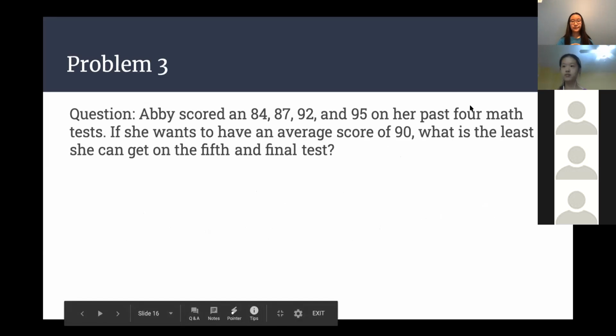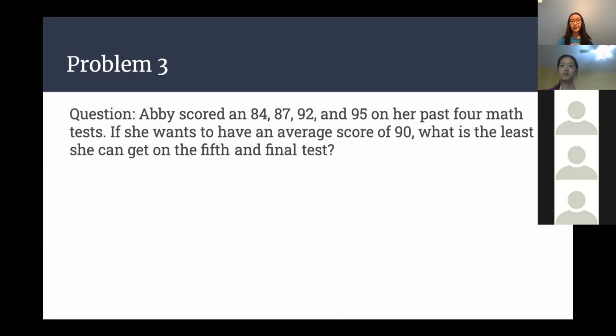All right, next problem. Abby scored an 84, 87, 92, and 95 on her last 4 math tests. If she wants to have an average score of 90 in the class, what does she need to get on the 5th and final test?